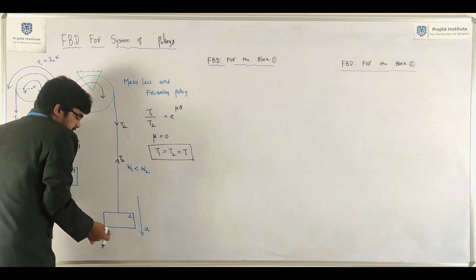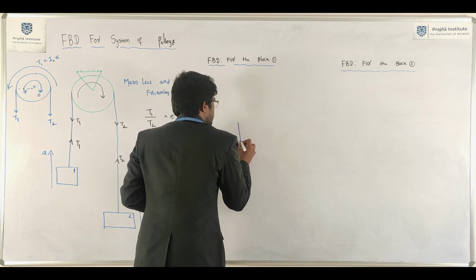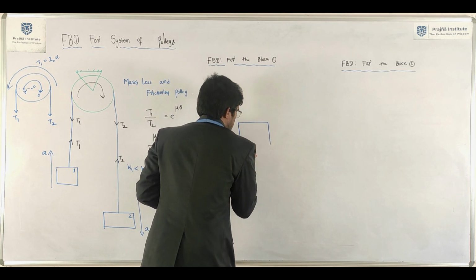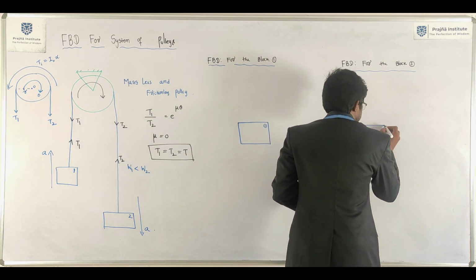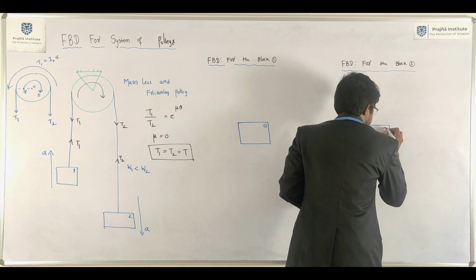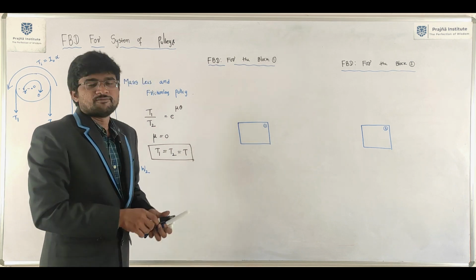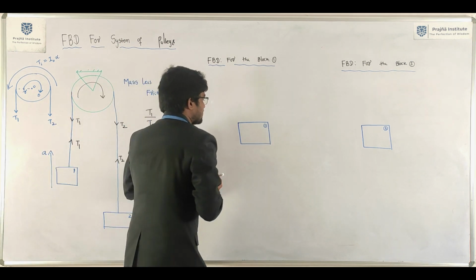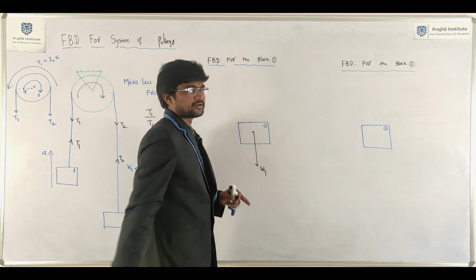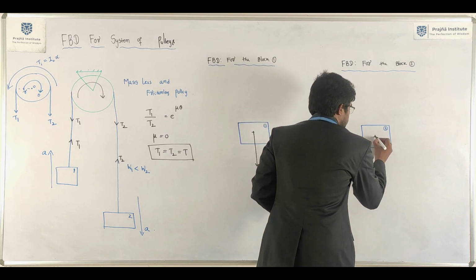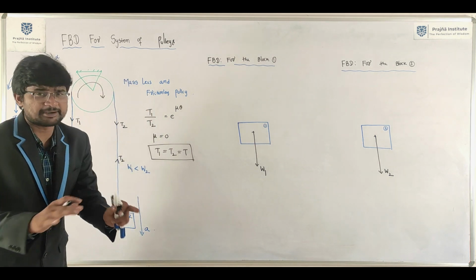Now, we need to focus on free body diagram for block 1 and block 2. Focus on block 1. This is block 1, block 2. Focus on block 1 and block 2. What is the first statement? Weight always act vertically downward direction. Weight of the block always act vertically downward direction. Okay, so first statement was over.